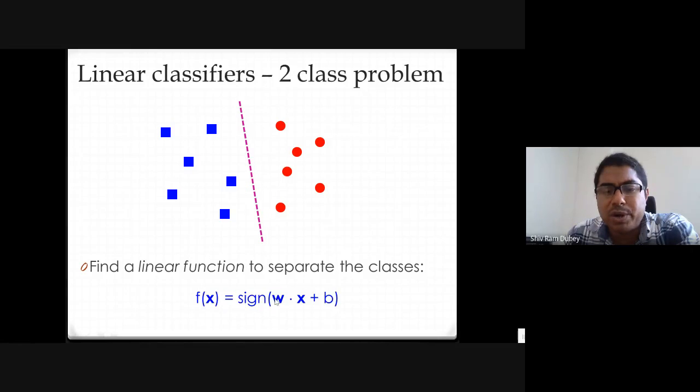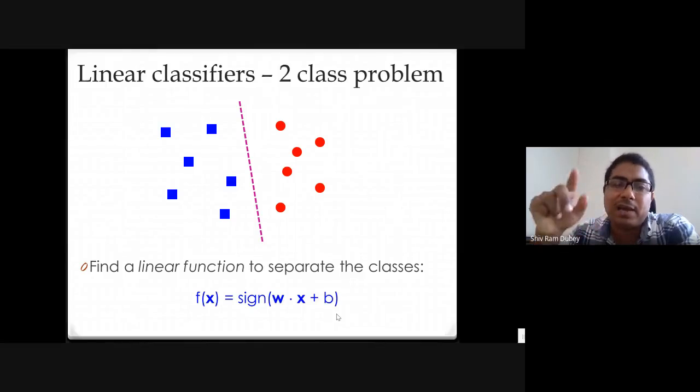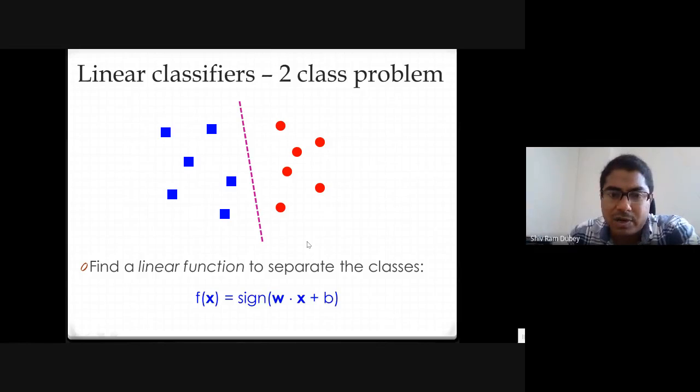And we know the equation of a line, and the equation of a line can also be represented in terms of W dot X plus B. Even if you have the equation of a line like y equals mx plus c, then we can say that m is W here, and that c, whatever is there in y equals mx plus c, is nothing but B here.